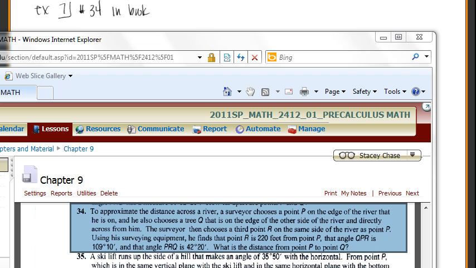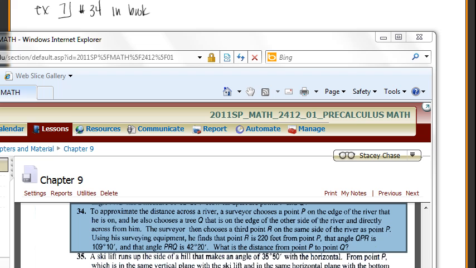Okay, to approximate the distance across a river, a surveyor chooses a point P on the edge of the river that he's on, and he also chooses a tree that's on the edge of the other side of the river, directly across from him. The surveyor then chooses a third point R on the same side of the river as point P, so on his side. Using his surveying equipment, he finds point R is 220 feet from P, and that one angle is 109.10, the other angle is 42.20. What is the distance from point P to point Q?